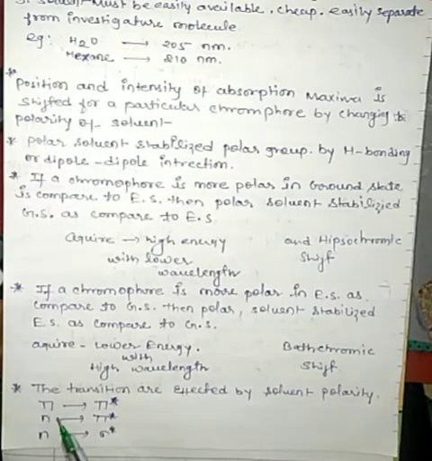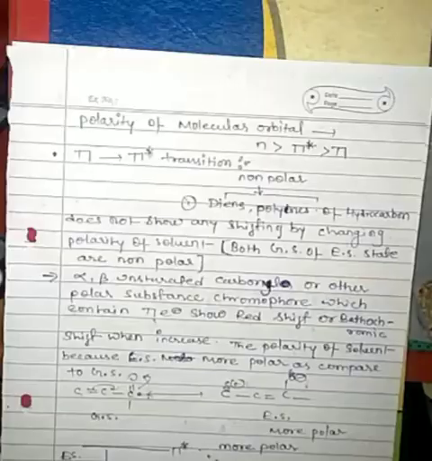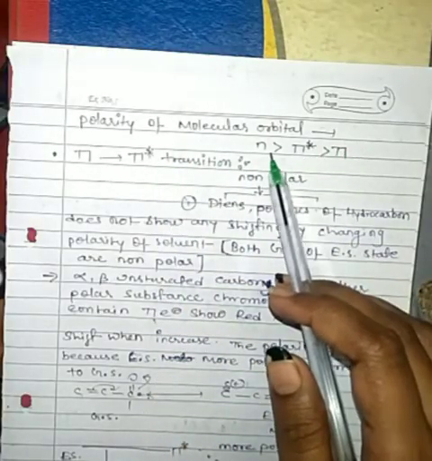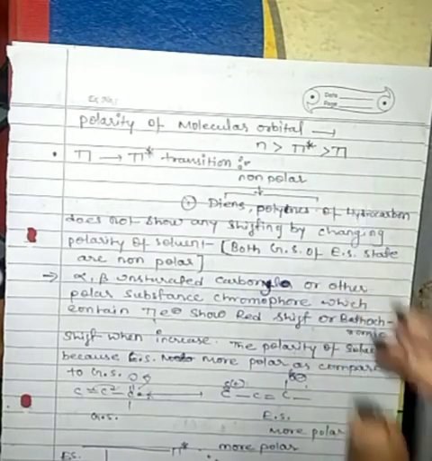The other point is the transitions affected by solvent polarity, and these are pi to pi star transition, non-bonding to pi star transition, and non-bonding to sigma star transition. Next we see polarity of molecular orbital. Non-bonding is greater than pi star, and pi star is greater than pi.